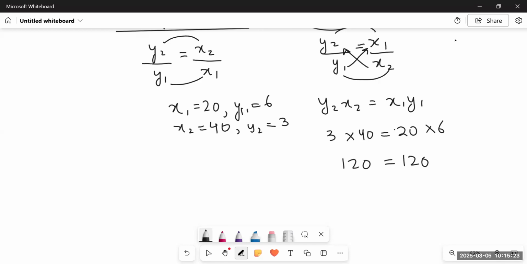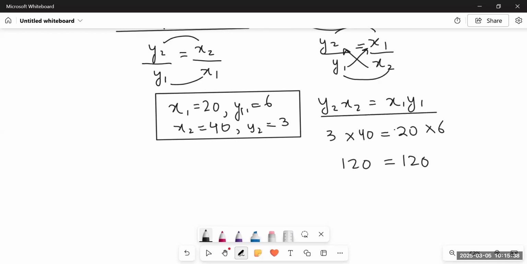So if one of the quantities is missing out of the four quantities, we can use this formula to find the missing quantity. You just have to memorize this formula, that y2 upon y1 equals x1 upon x2, or you can memorize this one, that y2 x2 equals x1 y1, whichever is easier for you.